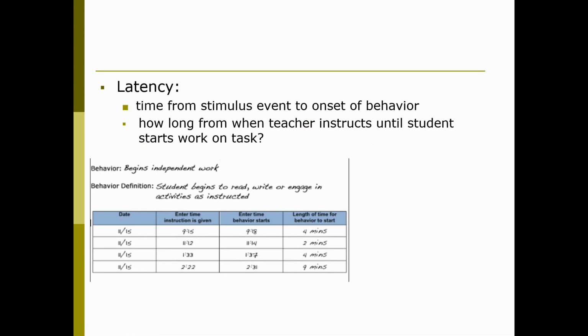So here is an example of a behavioral sheet to measure latency across time. So this is the behavioral definition. The student begins to read, write, or engage in the activity as instructed. And we're looking at the date. When is the instruction given? When does the actual child start the behavior, and how much time elapsed from when it was given to when it starts? So the idea here is to see if we can look at decreases in latency across time. Does it take less time from being prompted to actually starting the behavior?